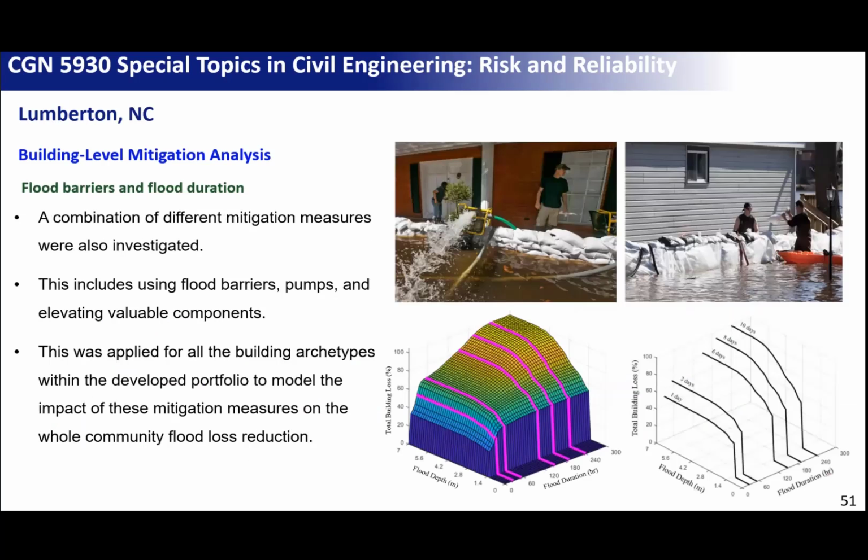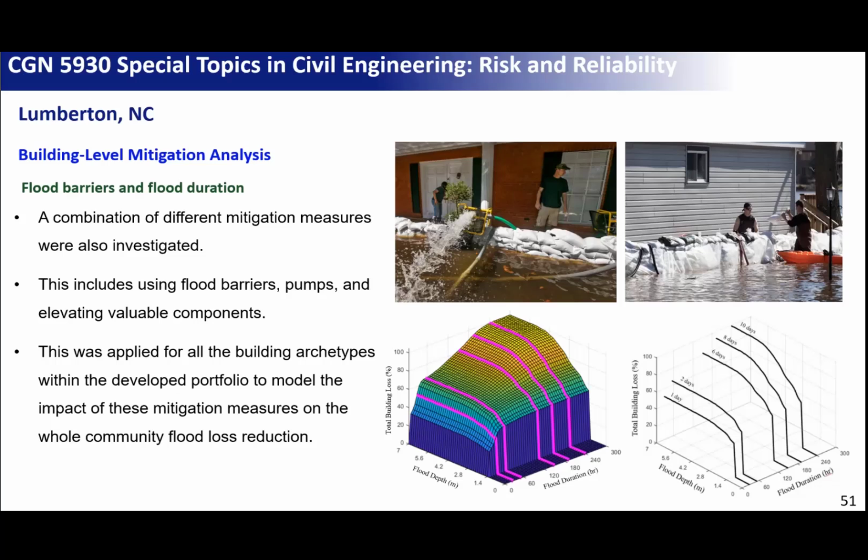Okay. And also, you can investigate a combination of flood risk mitigation. This one shows what if you were able to use a pump to decrease the flood duration from 10 days to 1 day, and at the same time you have a flood barrier. This one shows the flood barrier. If you have a flood barrier of 1 meter, there are no losses, and this is the impact of duration, okay? So there are many things that component level fragility can help you to investigate.